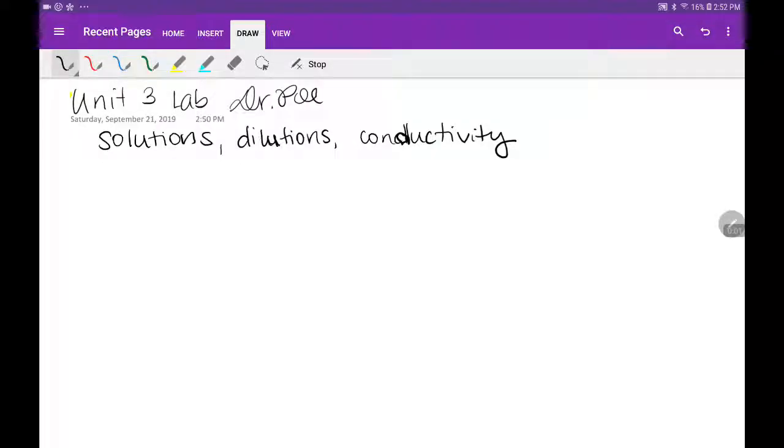I'm here with my assistant, Mitchie, to tell you about the Unit 3 lab: Solutions, Dilutions, and Conductivity.